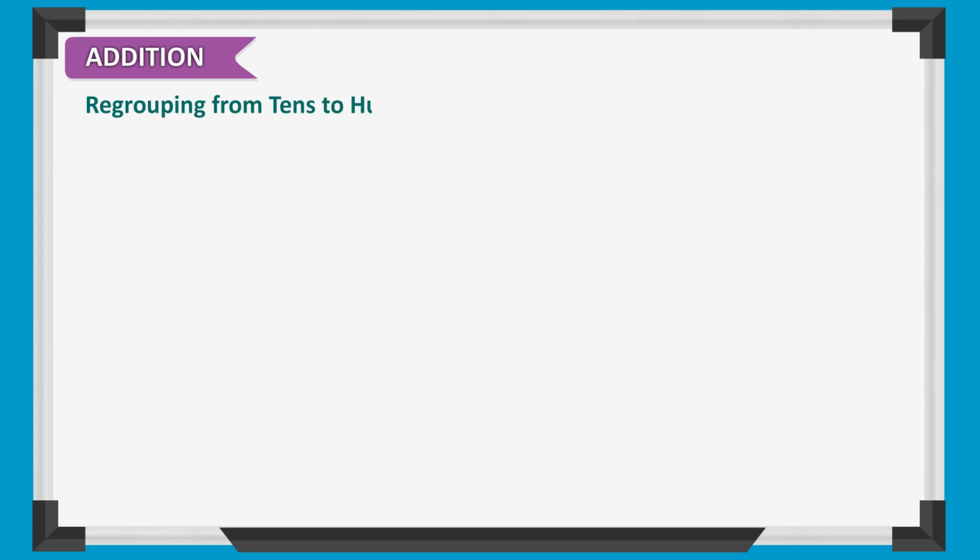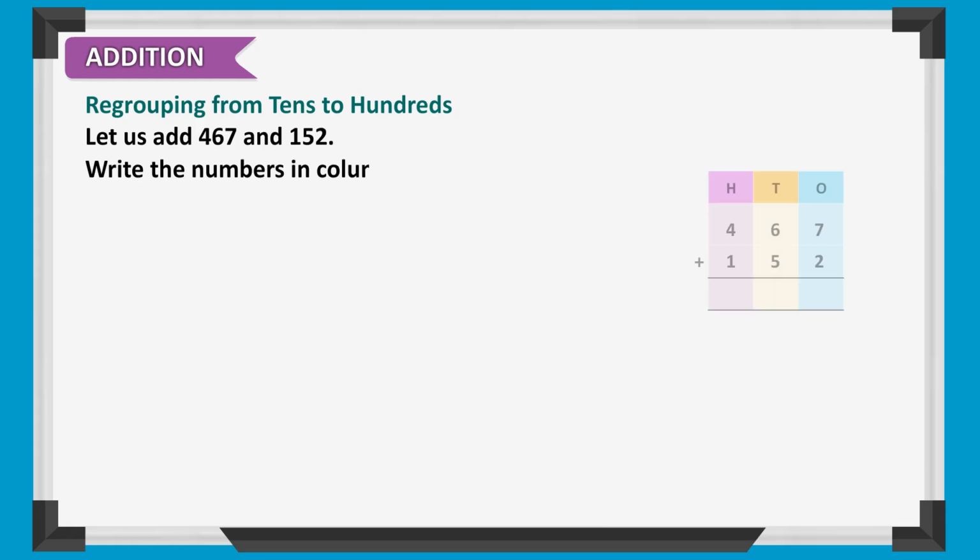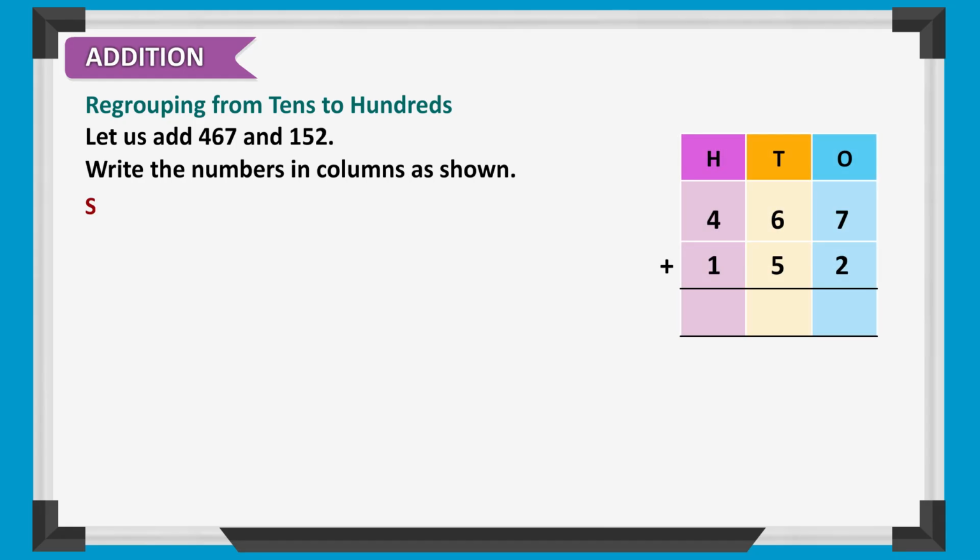Regrouping from tens to hundreds. Let us add 467 and 152. Write the numbers in columns as shown. Step 1. Add the ones.